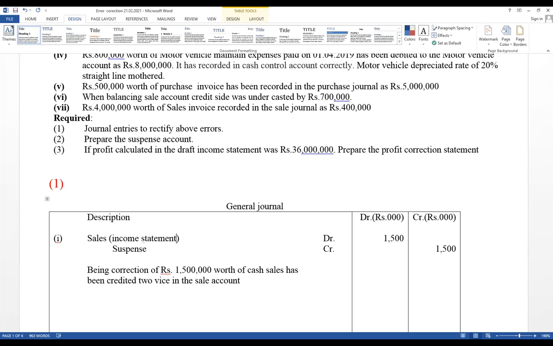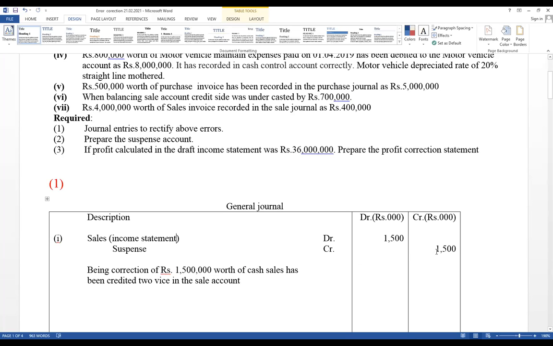Think, in which situation should this be written? Profit calculated already. Draft income statement has been prepared. After preparing the draft income statement, if errors are recognized, and if there is an income or expense, you have to write as income statement. Once profit is found and errors come later, when correcting the error, if an income or expense account comes, you have to write as income statement within brackets. Like this is a double entry. Then it affects suspense accounts.